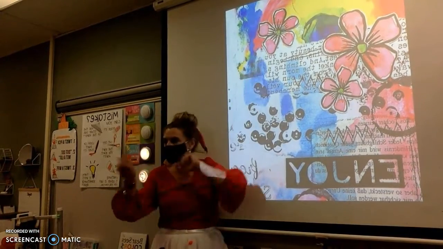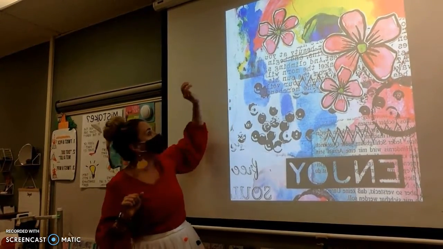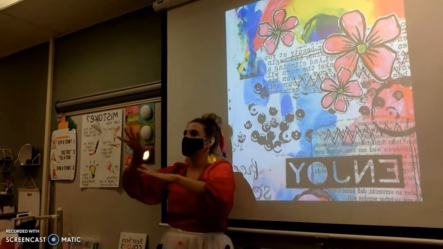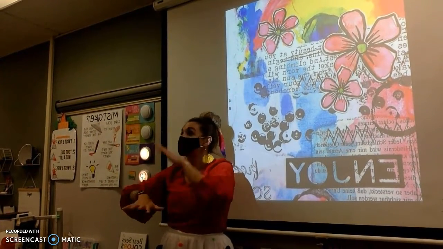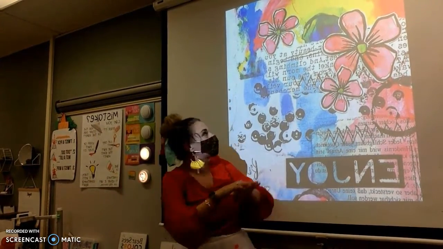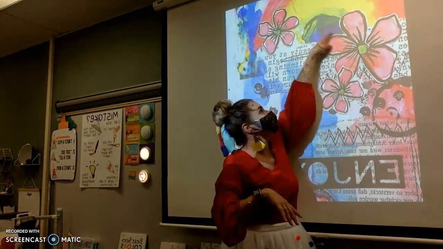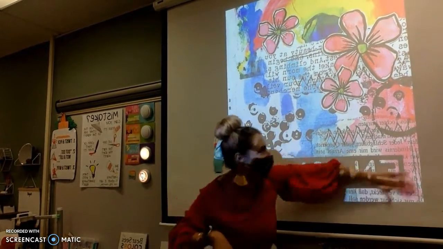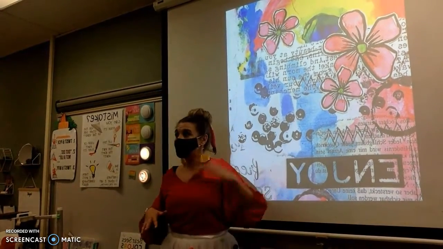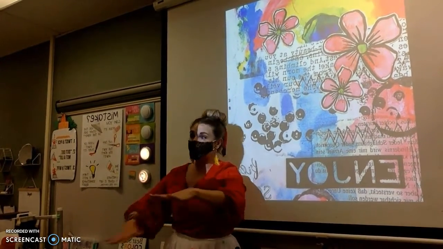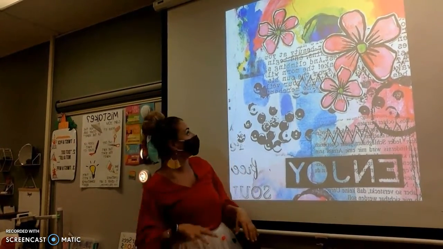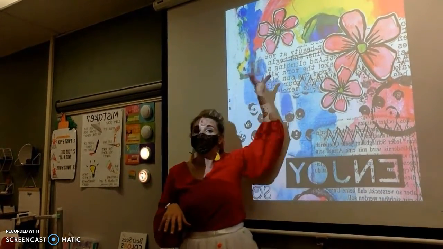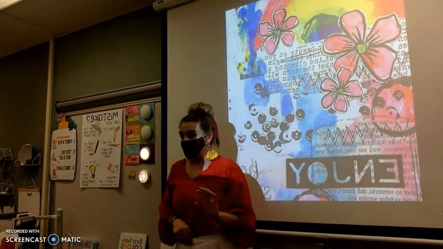So I want you, a lot of you mentioned overlapping. So I want you to really focus on working in layers. Let your pieces and your media touch one another and overlap one another. This was painted on, and then the paper was put on top of it, and then it was painted back over again. So once you put something on, it doesn't mean that you can't put it back on afterwards. Really work on your layering. Work on using a variety of media.